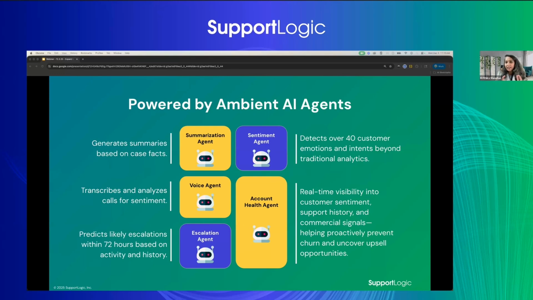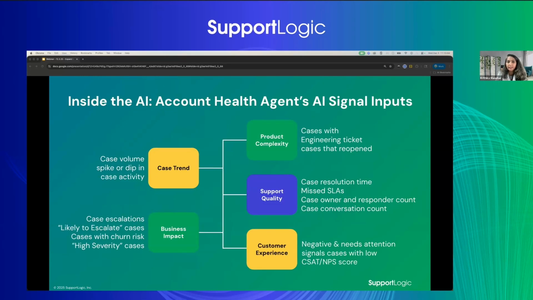Now, we'll be diving a little bit deeper into the other 3 agents, which are the account health agent, summarization agent, and voice agent. So maybe Ryan, if you can take us to the next slide, we'll talk in a little more detail.